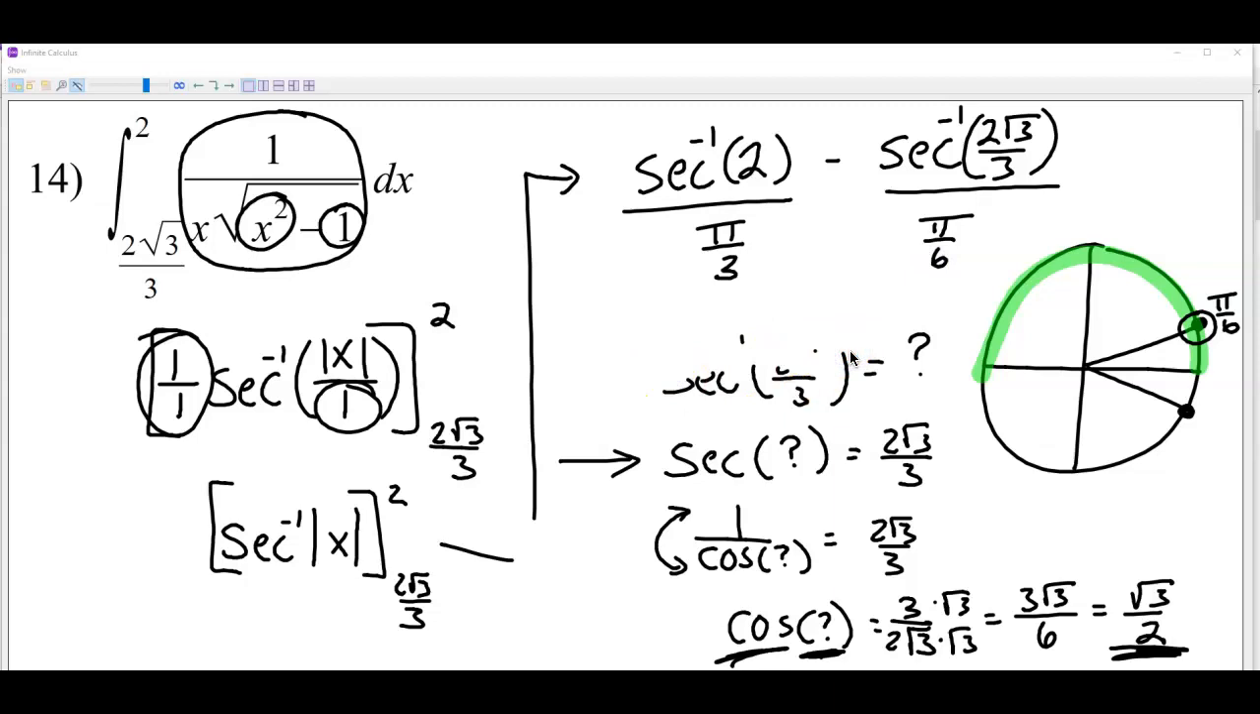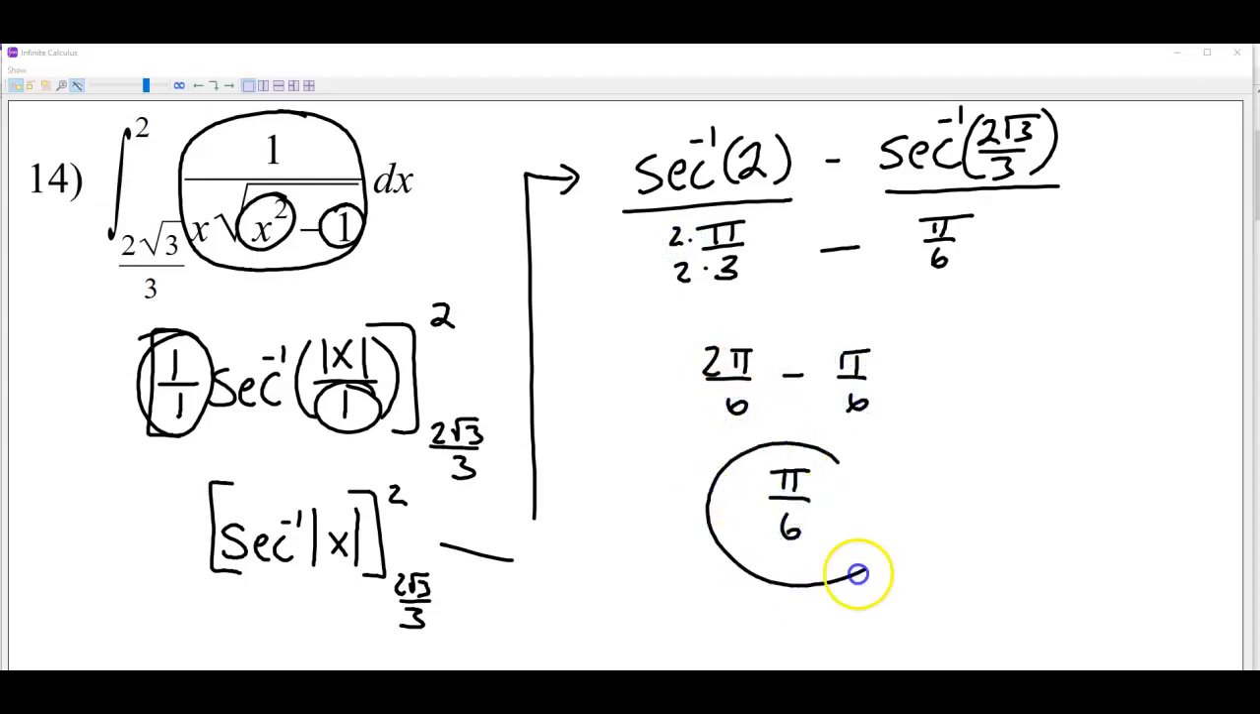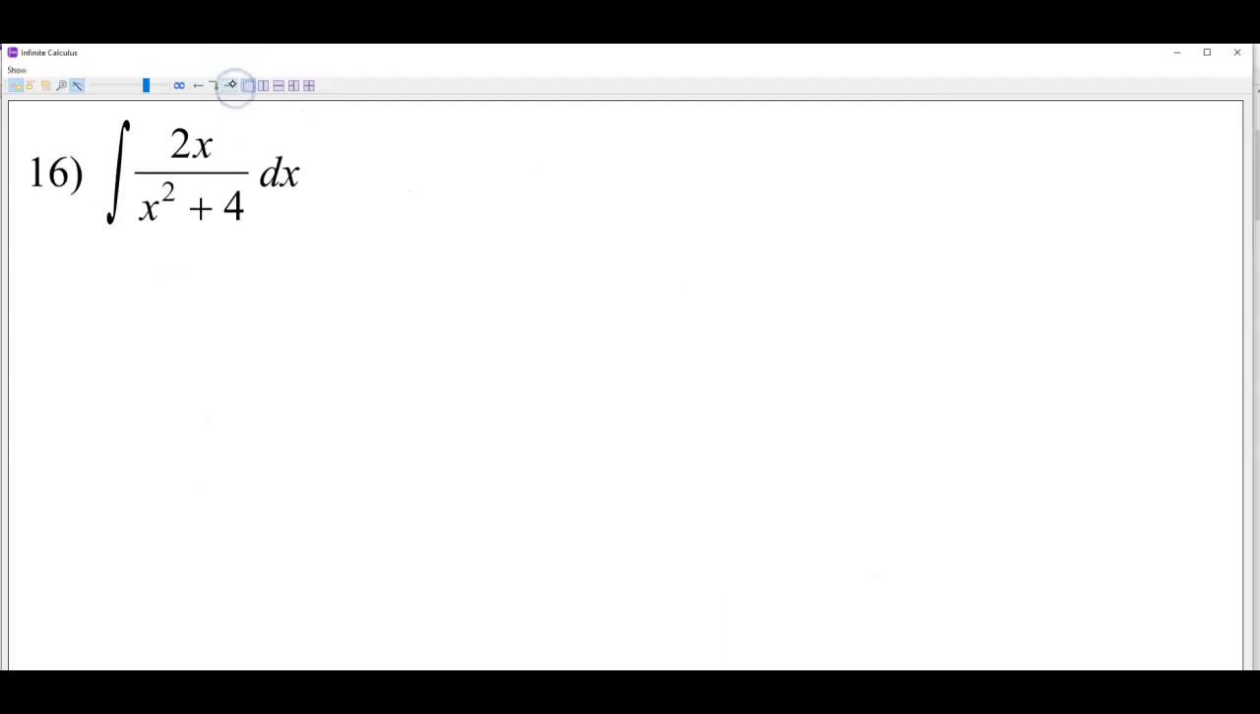All right, so that's that. So we have got pi over 3 minus pi over 6, multiplying the top and the bottom by 2. Final answer is pi over 6. All right? Now some of you guys might be thinking, Mr. Bailey, didn't you say it's the right half of the circle and not the top half? Well, that's true for arcsine and arctangent and arccosecant, but arcsecant is the one that'll be on the top half of the circle. All right, let's go ahead and take a look at number 16.